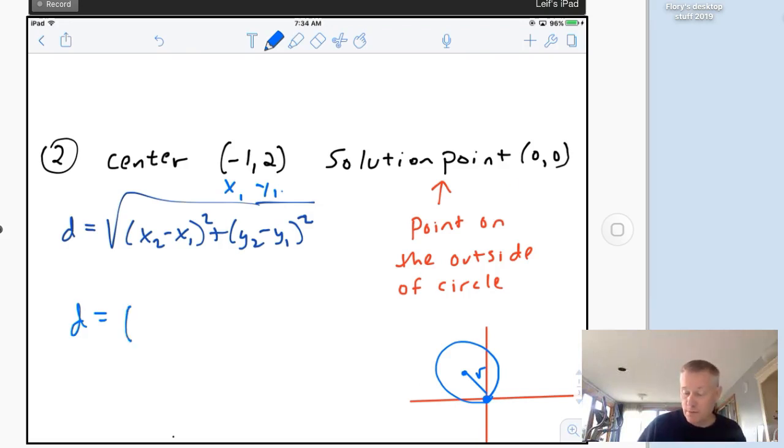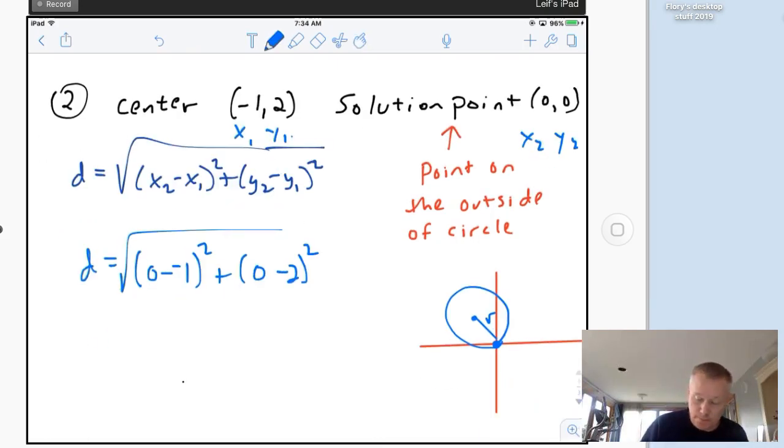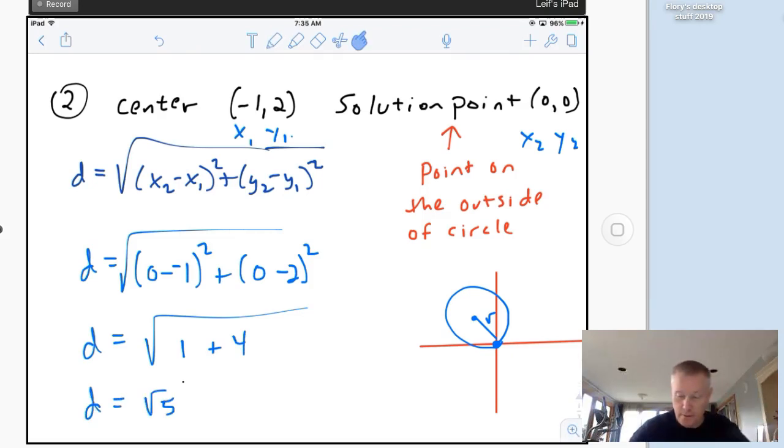And this is 0, 0, so this can be x2, y2, all right? I mean, this one's going to be super easy because the solution point is 0, 0. So I'm going to end up with 1 squared, I should do it out for you if I plug it in, 0 minus negative 1 plus y2, which is 0 minus 2 squared. And remember, those are both going to be positive once you square them out. Negative 2 squared is 4, so the distance is root 5, okay?